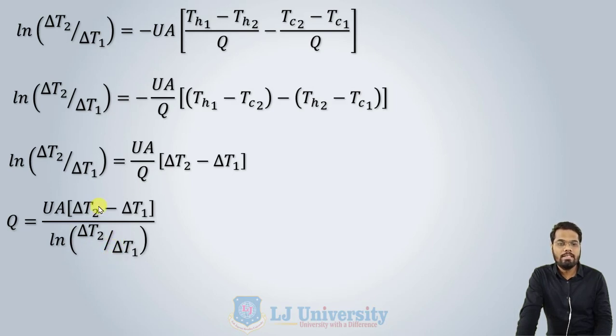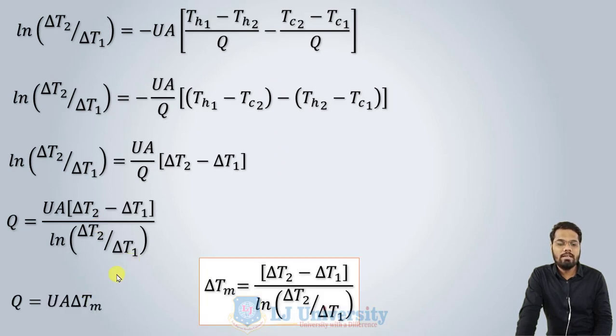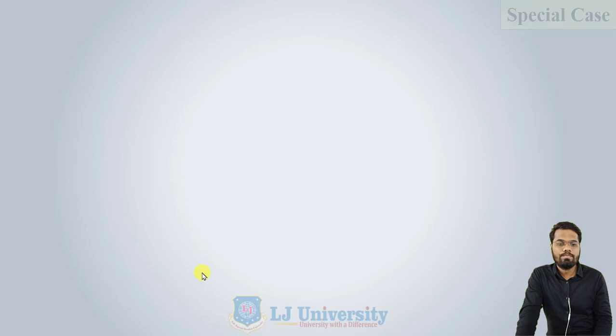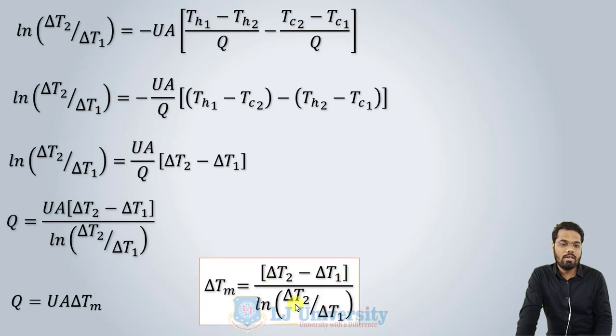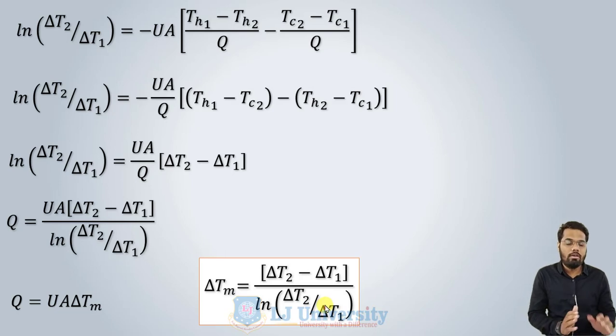This term is known as the logarithmic mean temperature difference, which is denoted by delta Tm. So again the delta Tm becomes (delta T2 minus delta T1) upon ln delta T2 divided by delta T1, which is our LMTD, logarithmic mean temperature difference, equation for the counter flow heat exchanger, which is the same for the parallel flow heat exchanger.